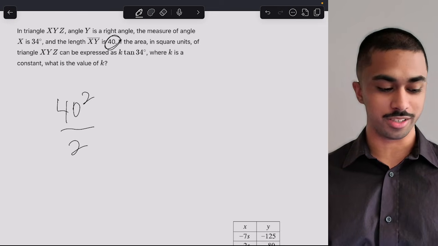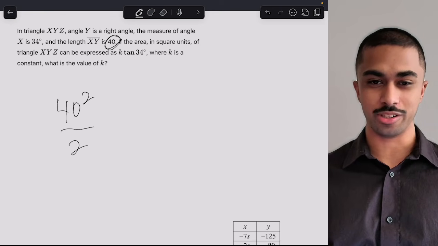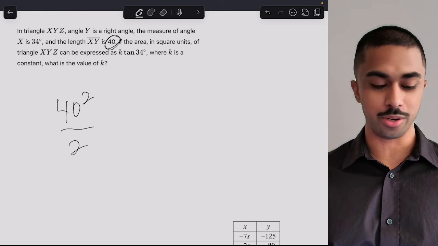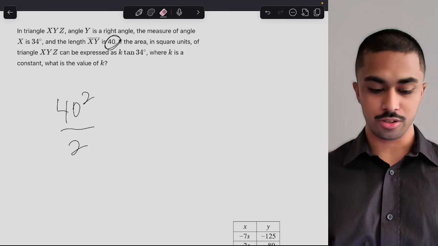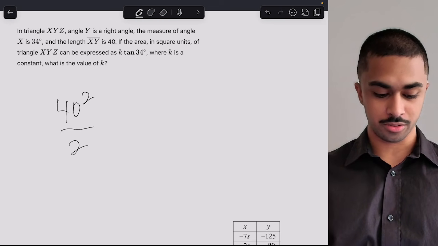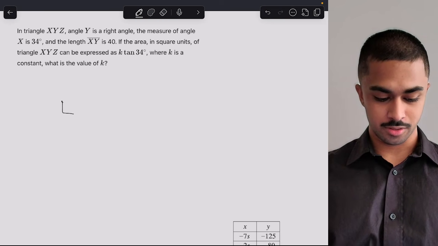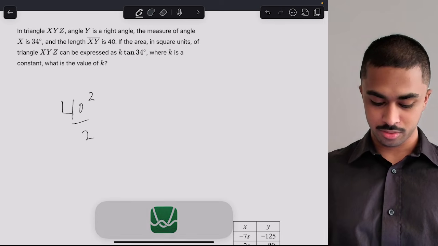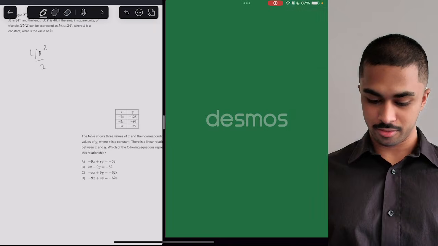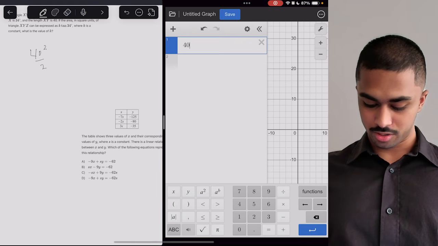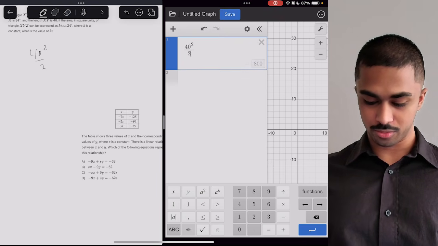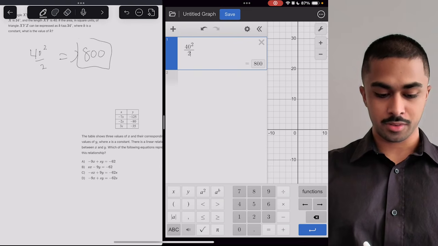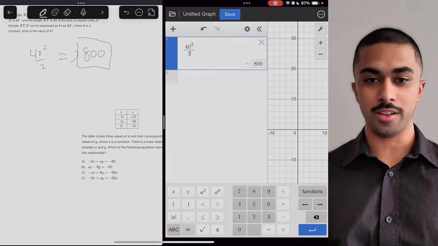I wanted to put this question as the first question that we did because there's an easy trick for this. You don't even need to solve the problem. Just do this every single time and it works. So 40 squared divided by 2. Let's take out Desmos because we're going to need that. Okay, 40 squared divided by 2. 800. That's our answer.